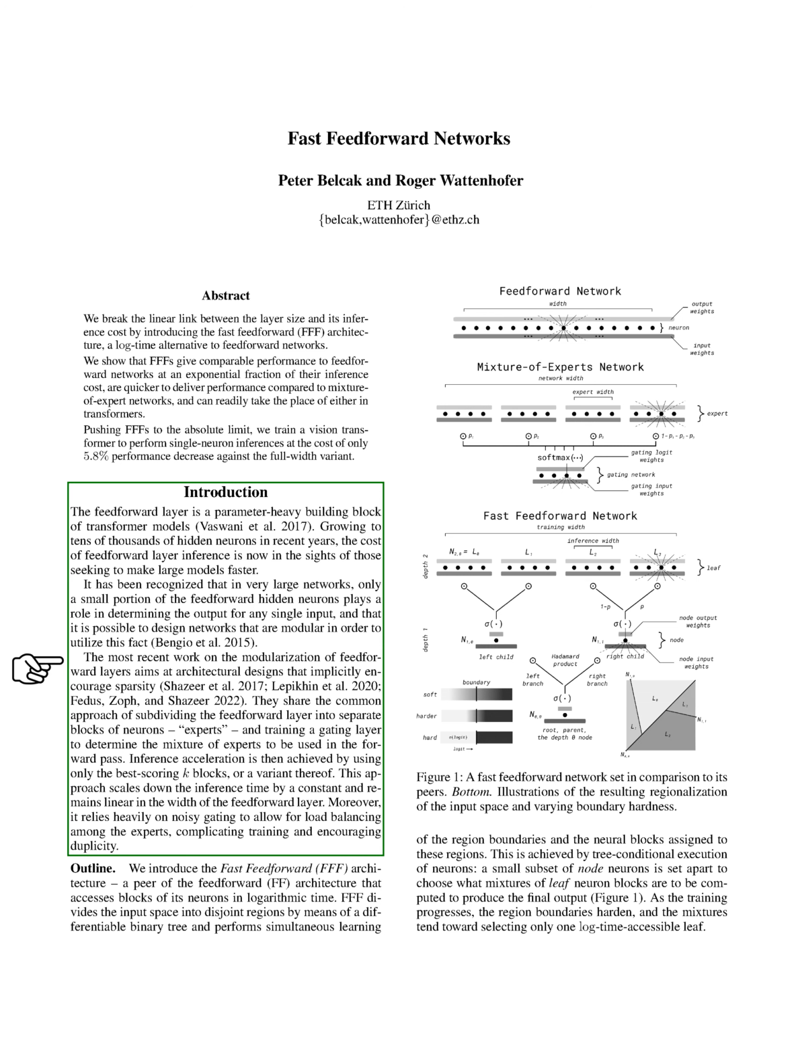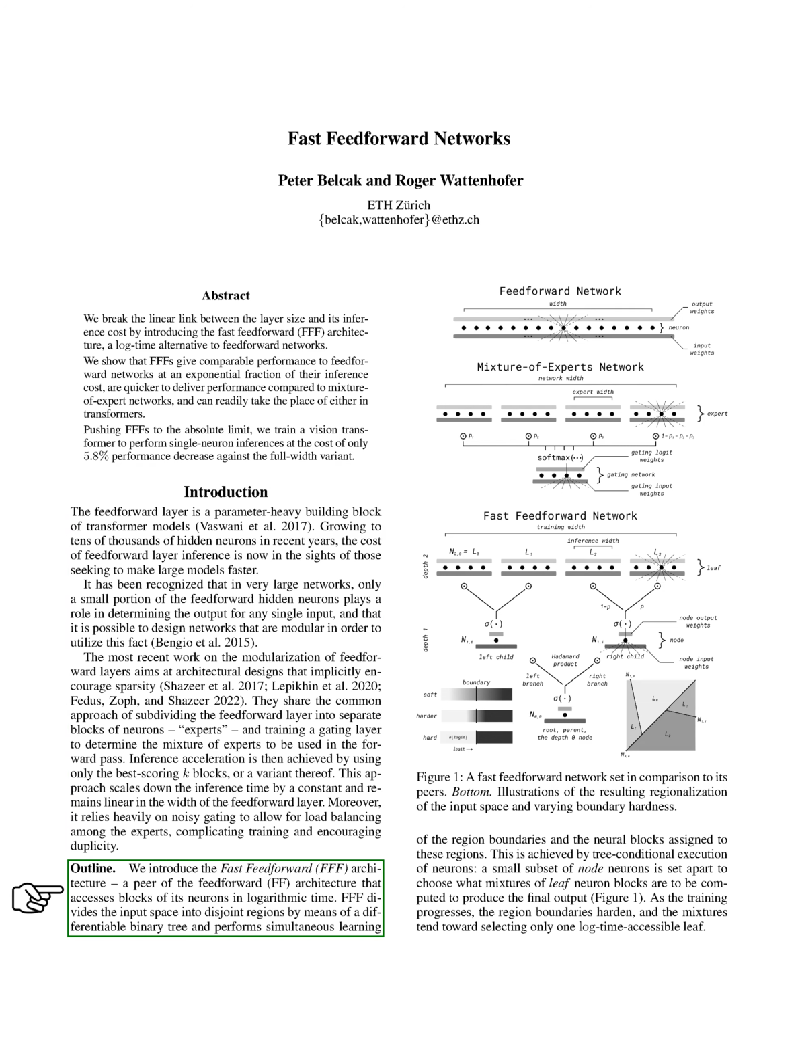The common approach is to divide the feedforward layer into separate blocks of neurons, referred to as experts. A gating layer is then trained to decide which combination of experts should be used in the forward pass. The inference process is then sped up by only using the top-scoring K blocks. While this approach does reduce the inference time, it remains linear in relation to the width of the feedforward layer. It also relies heavily on noisy gating for load balancing among the experts, which can complicate training and encourage duplicity.